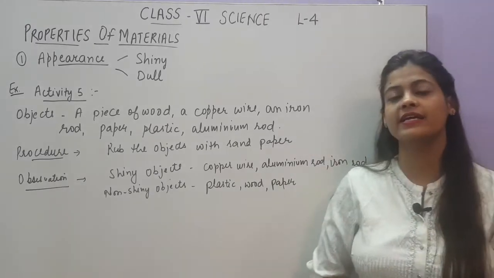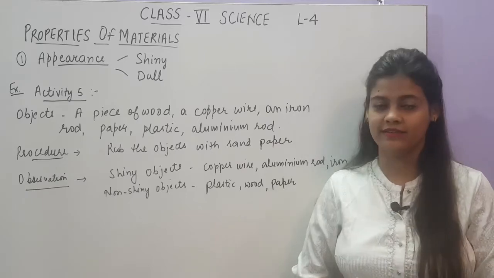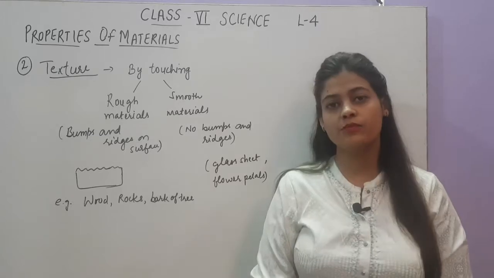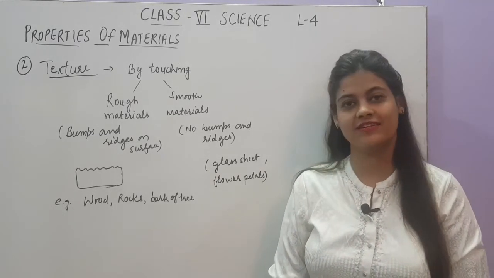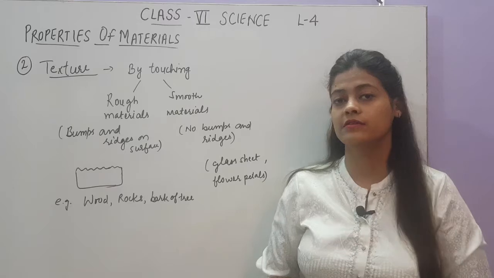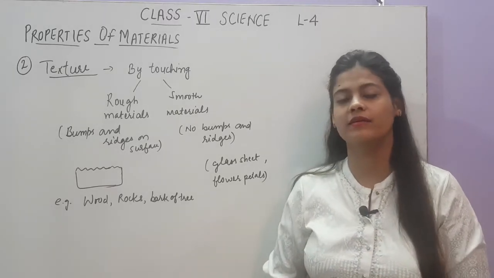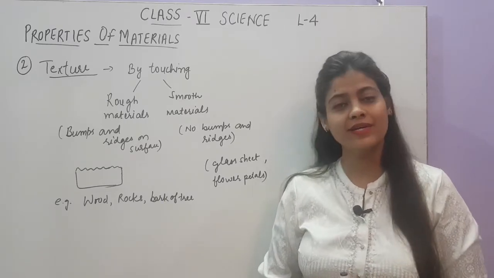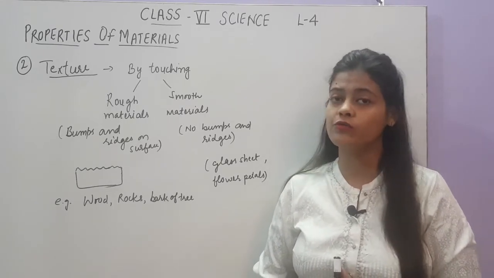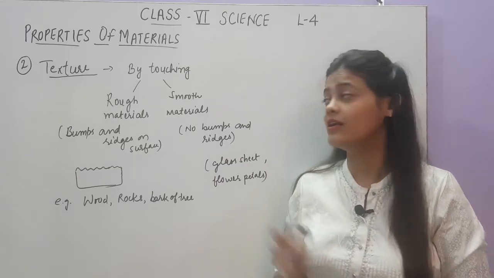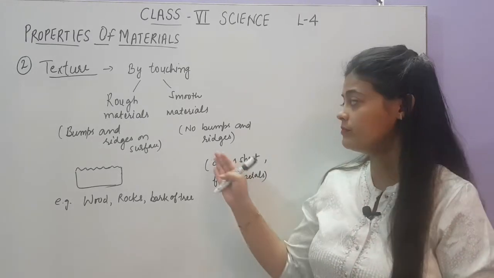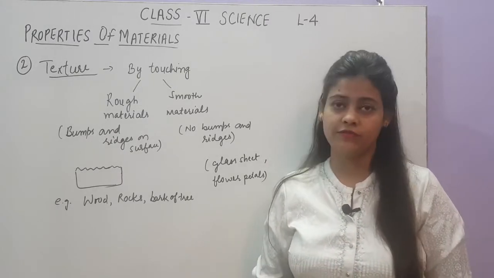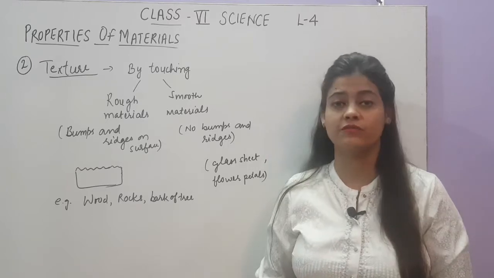Now let's see the second property of material. So the next property of materials is texture. You can find the texture of any material by touching it. Like appearance you can see by looking at the material, but if you want to find the texture of any material, you have to touch it. On touching the thing, you will find that it has either a rough surface or a smooth surface.